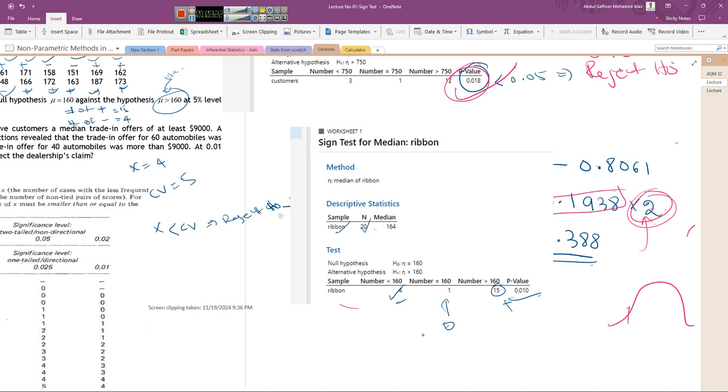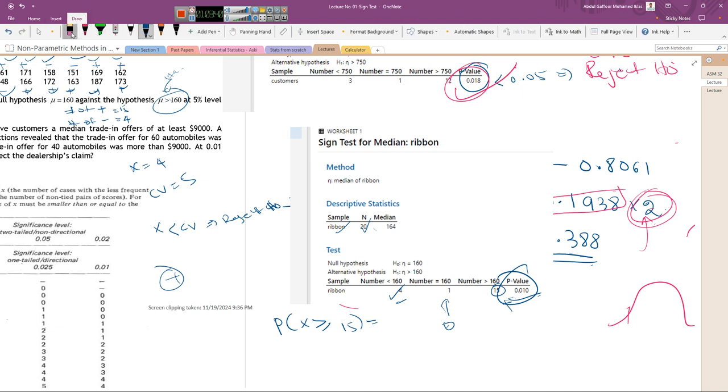Now let's find this p value using our binomial test, right? So now I have to find: our success is the number of positives. So I need the probability of x greater than or equal to 15. That will be equal to 1 minus the probability of x less than or equal to 14. So 1 minus, our n is equal to now 19, and yeah, so we will calculate it.